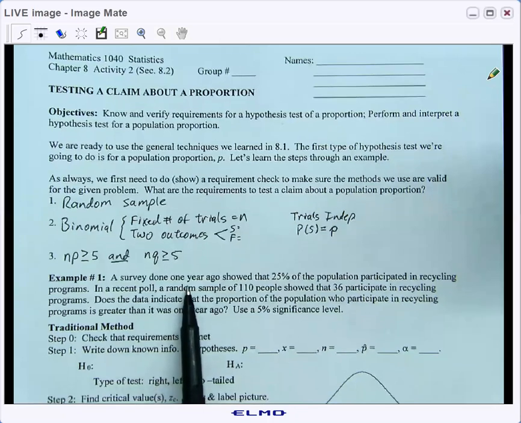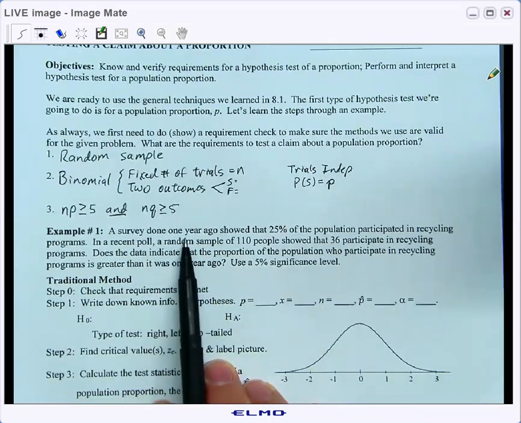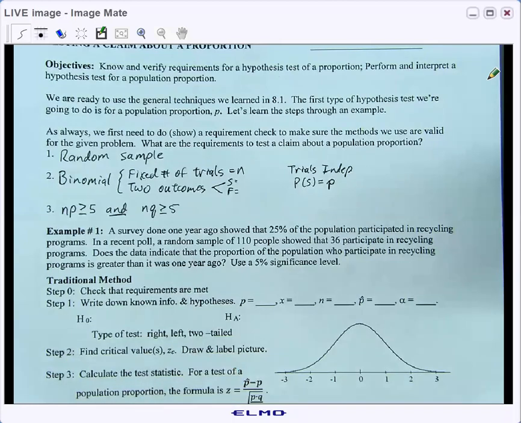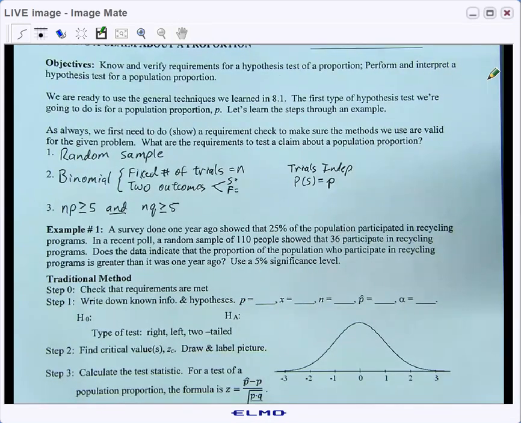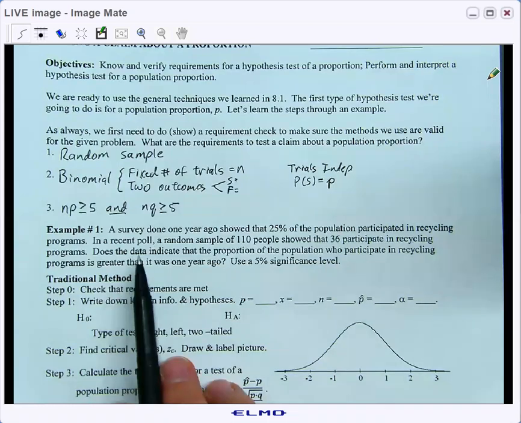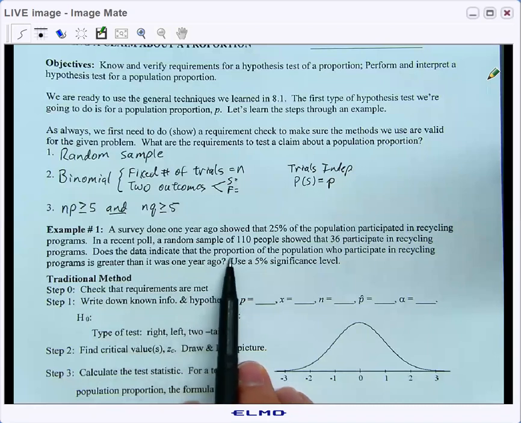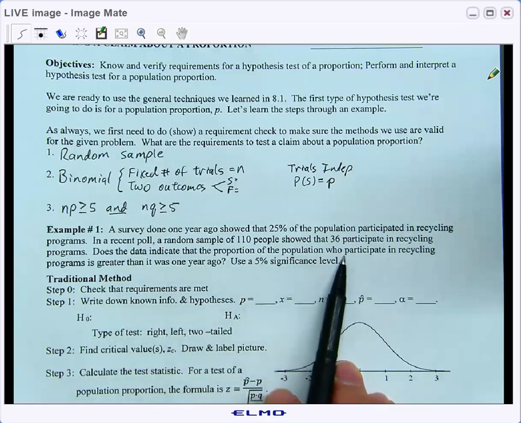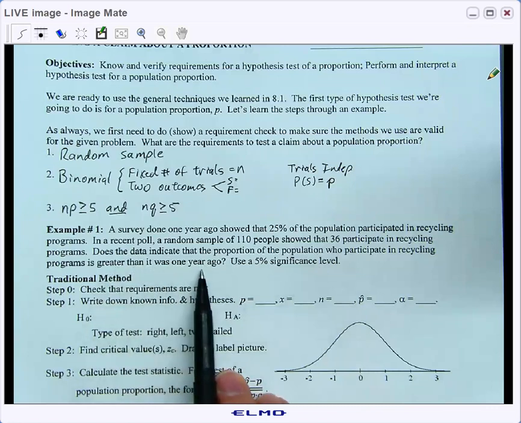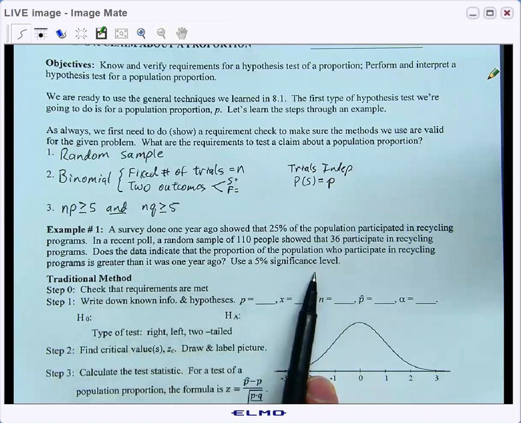So one of the things that my wife and I recommend is doing recycling. A survey done a year ago showed that 25% of the population participated in recycling programs. In a recent poll, a random sample of 110 people showed that 36 participated in recycling programs. Does the data indicate that the proportion of the population who participate in recycling programs is greater than it was 1 year ago? Use a 5% level of significance.